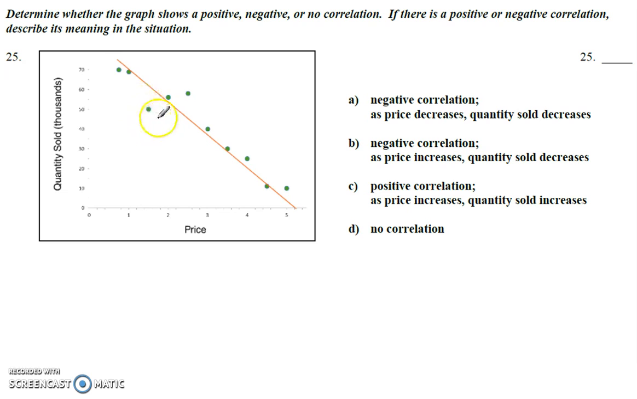And finally, number 25, we want to see whether there's any correlation. As the price increases, the quantity sold, how many people are buying it, goes down. So as the price increases, quantity sold decreases. That is a negative correlation.